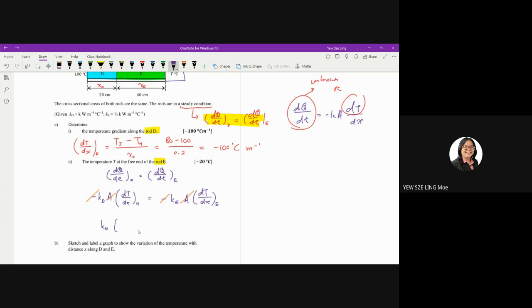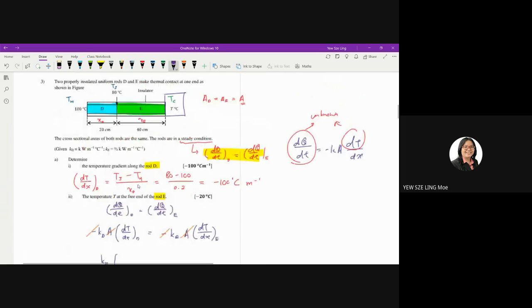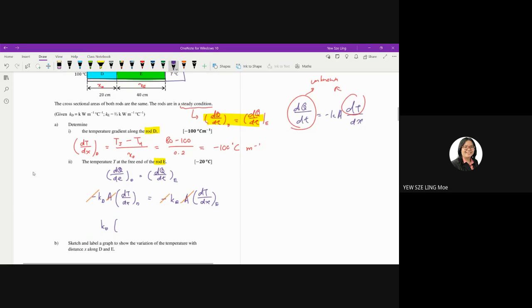KD is then equals to, now dT for rod D. If you look at rod D, the one in blue color, the initial position is your TH, and the final position is the joint, okay, not the cold end. So you have to be extra careful. You need to know where is the initial and where is the final position. So it should be TJ minus TH divided by XD.